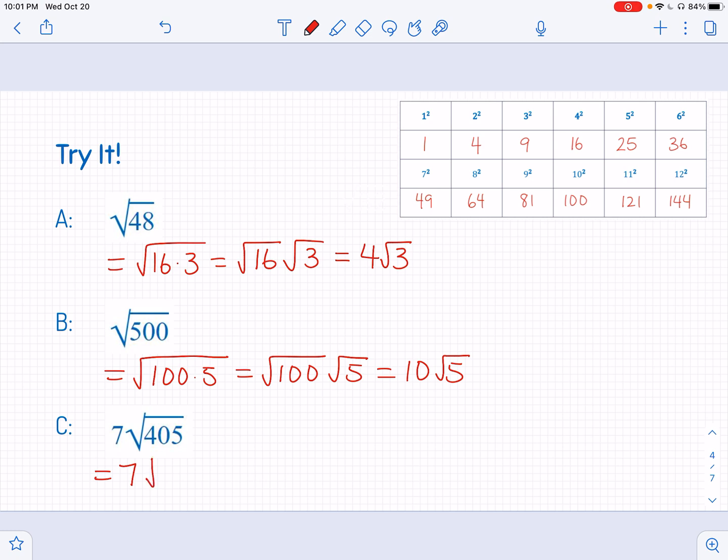And this is one that may not have been one you knew off the top of your head or you could easily see. So you could start with 144 and just start dividing and see which one of these divides evenly into 405. You may have noticed, well, 100's not going to divide in there evenly, but maybe you didn't know about 144 or 121. Nothing wrong with checking that if you're uncertain. 81, however, divides evenly into 405 because 81 times 5 is 405. So break it down. So I get 7 times 9 times radical 5, and I know 7 times 9 is 63.